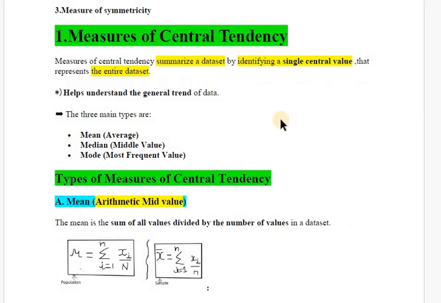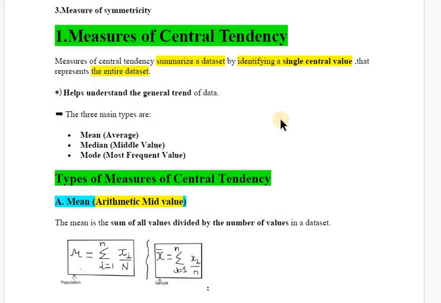What is central tendency? It is summarizing a whole data set with only a single center value. Just say, a single value such that it should represent the whole data set. This is the meaning of measures of central tendency.